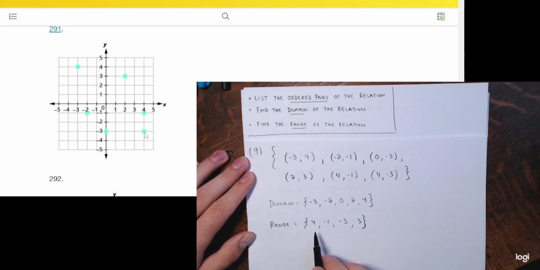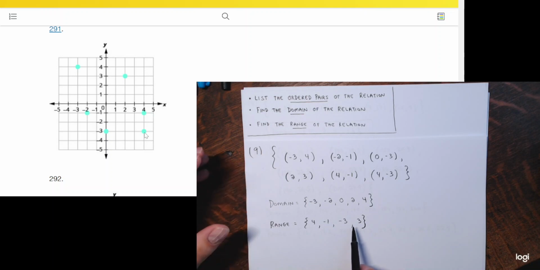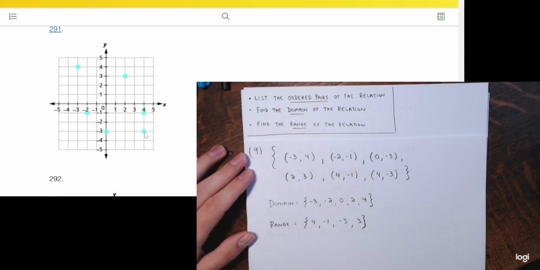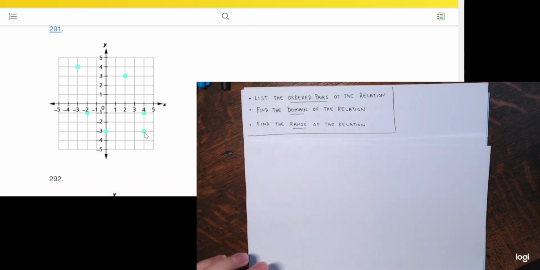Now again, if you want to write them in order from least to greatest, be my guest, but I'm going to leave it this way. No need to repeat anything, right? You're just listing the y coordinates that are used in the ordered pairs of this relation. And that's it. That is all I'm asked to do for exercise 291, example 9. All right, let's keep moving. Example 10.